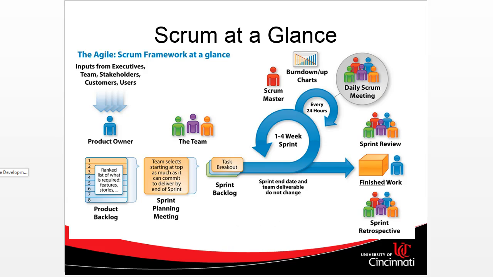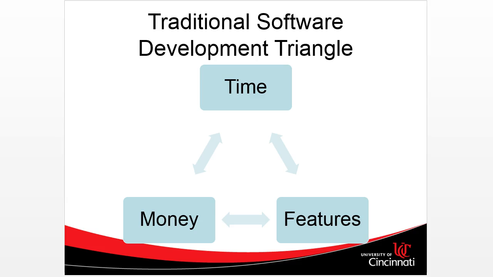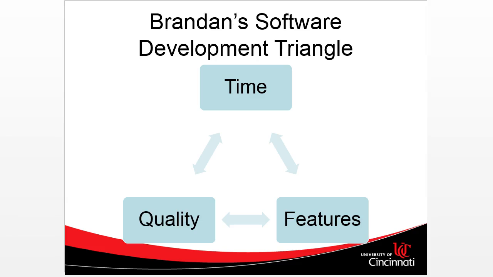Now, the features that you have in software is a trade-off. The traditional software development triangle looks like this. You have time, money, and features on a triangle. Pick any two. You can only pick two. That's the traditional view. Here's my software development triangle. To me, time and money, to a degree, are interchangeable. But I've added quality. And the reason why I've added quality is you can't sacrifice on quality these days. So my software development triangle is time, features, and quality. Pick any two, but one of the two has to be quality.